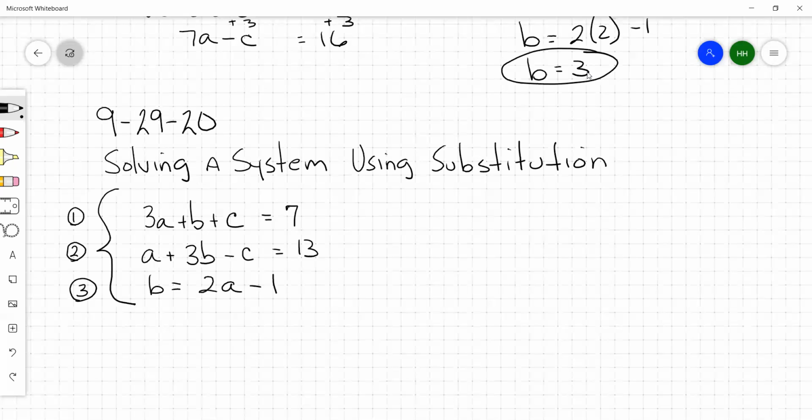So if you already know what b is equal to, we can go back to equations 1 and 2, and if we substitute for b, then we'll have two equations left in two variables, and you can use the technique that you used last week. So let's rewrite equation 1 as 3a plus, instead of the b, we're going to just replace it with 2a minus 1. And then that's plus c equals 7.